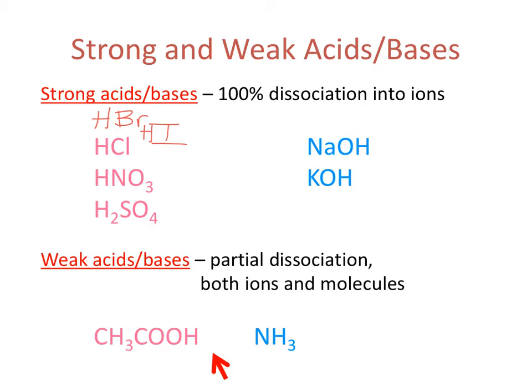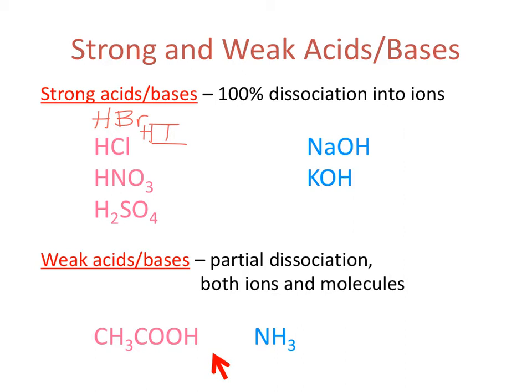And then a lot of the OH bases, like sodium hydroxide, potassium hydroxide, they are strong bases. So they dissociate 100% when they're dissolved. Weak acids and bases are almost, like, there's almost an infinite number.